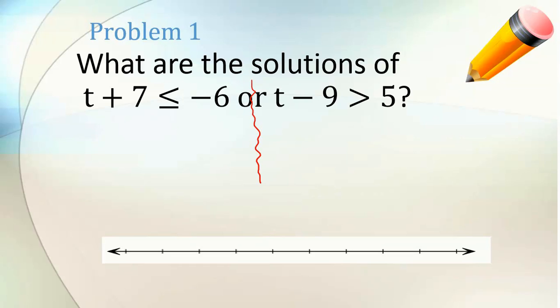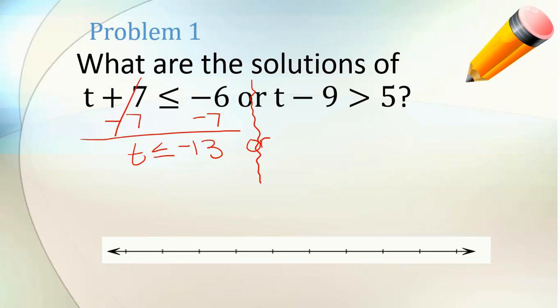So, t plus 7 is less than or equal to negative 6. I need to subtract 7 from both sides, right? Cancel out. I'm going to get t is less than or equal to negative 6 minus 7, which is negative 13. Now, this or has to transfer down, and you put the or there. So now, let's solve this side. t minus 9 is greater than 5. So I'm going to add 9 to both sides, and I'm going to get t is greater than 5 plus 9, which is 14.